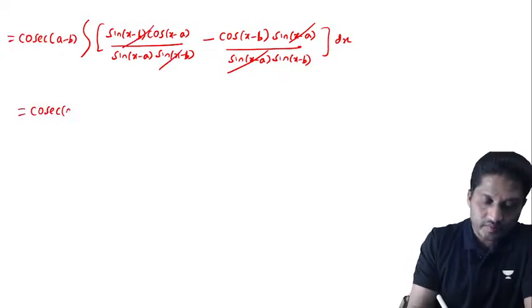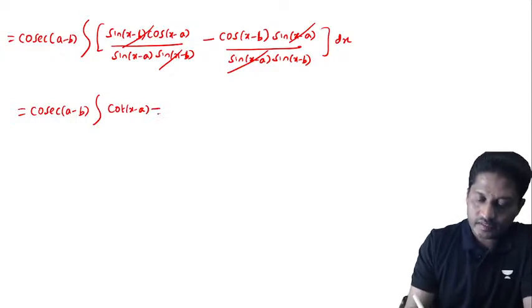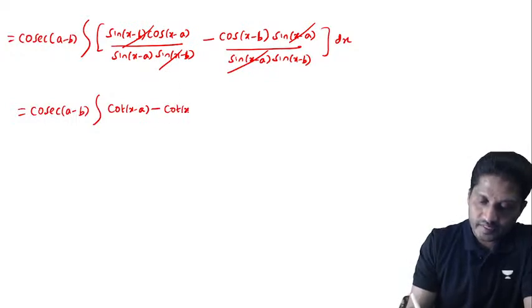Cosec of a minus b into integration of cos by sin, which is cot, you get cot of x minus a, minus cos by sin which is cot, you get cot of x minus b dx.